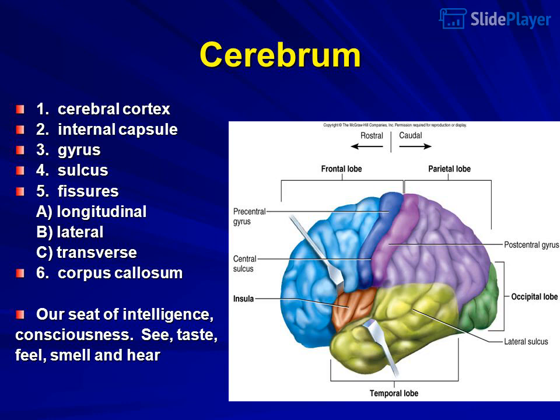Cerebrum. 1. Cerebral cortex. 2. Internal capsule. 3. Gyrus. 4. Sulcus. 5. Fissures. A. Longitudinal. B. Lateral. C. Transverse. 6. Corpus callosum. Our seat of intelligence. Consciousness. See, taste, feel, smell and hear.